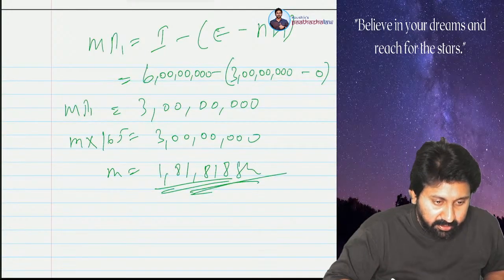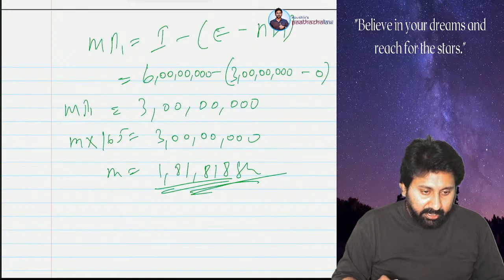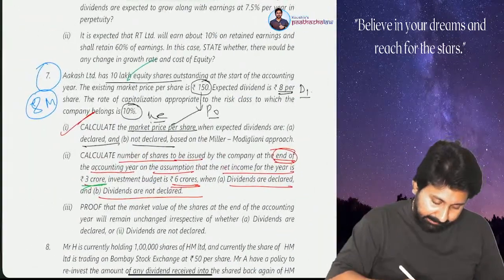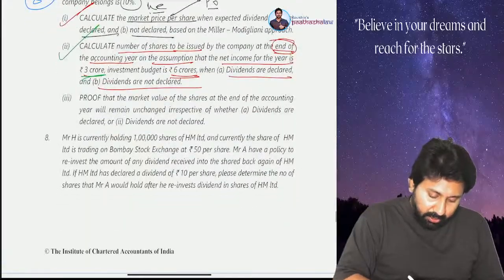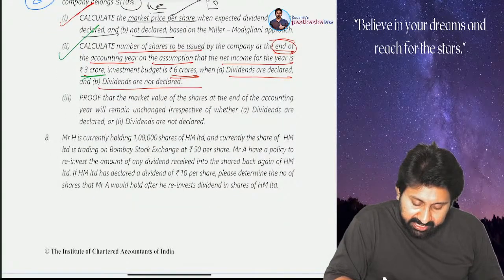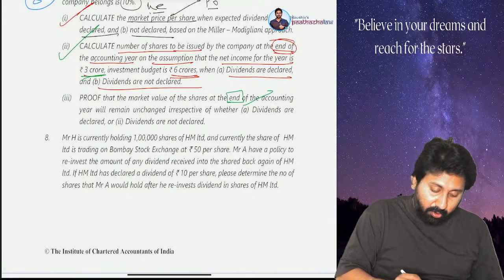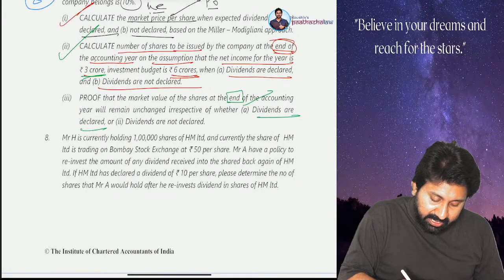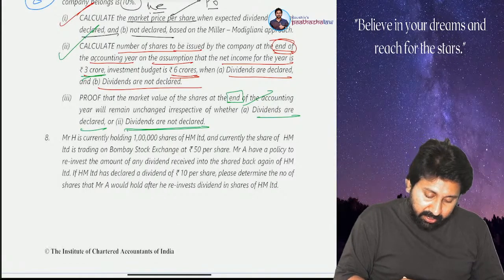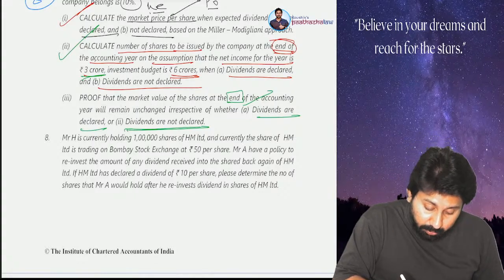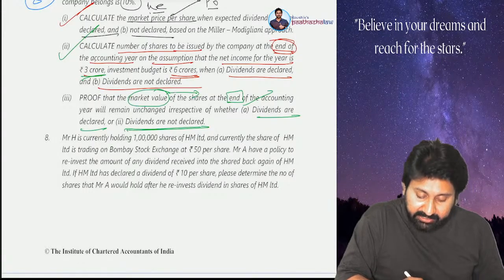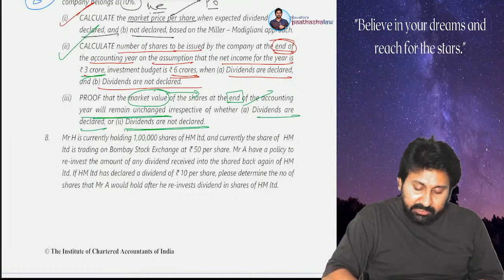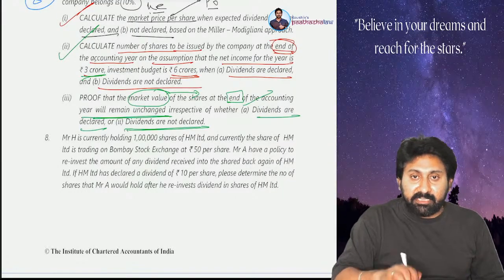1,81,818 shares. 1,18,818 shares. Okay, done. Second bit also over. Prove that market value of the shares at the end of the accounting year will remain unchanged irrespective of whether dividends are declared or not declared. So our intention is to prove that market value of the shares at the end of the accounting year will remain unchanged irrespective of whether dividends are declared or not.